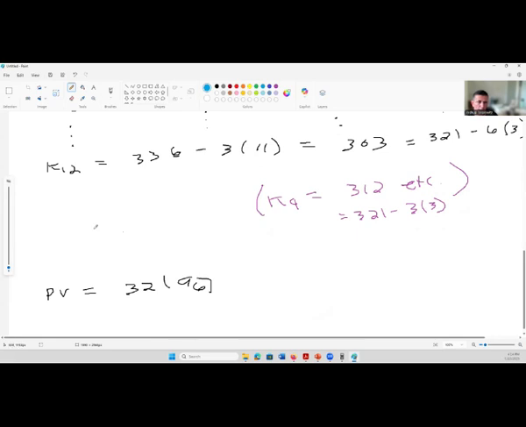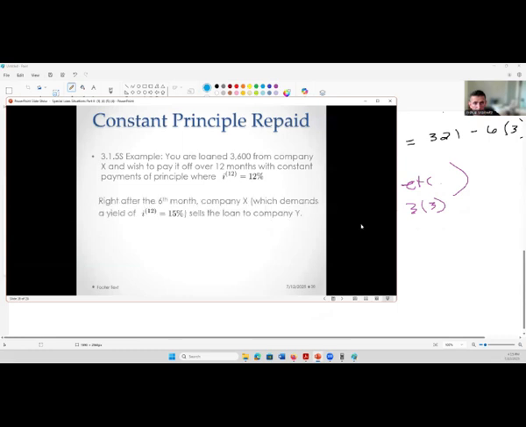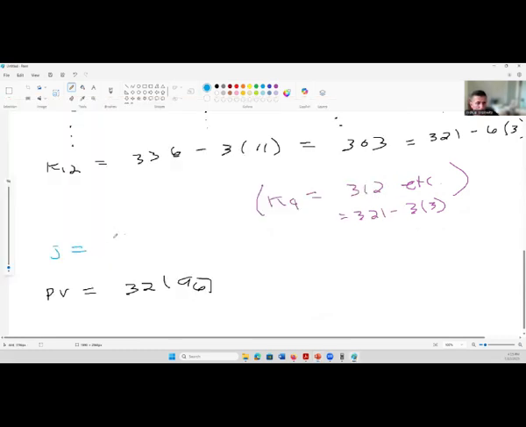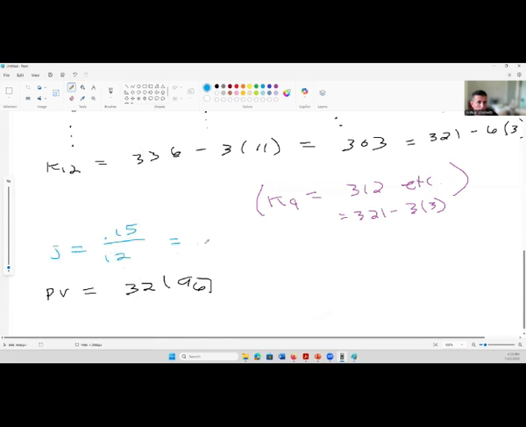What is J? Well, we're pricing this at 15% nominal monthly because that is what the problem says to do. So that's what we do. That's what it means to have a 15% nominal monthly yield rate. And plug this into the calculator, 0.15 over 12, 0.0125. Pricing this with a monthly rate of 1.25%.